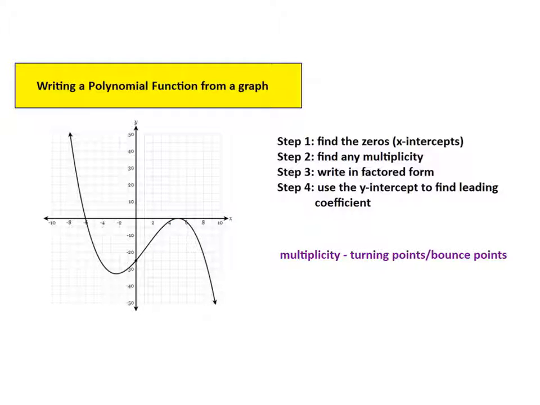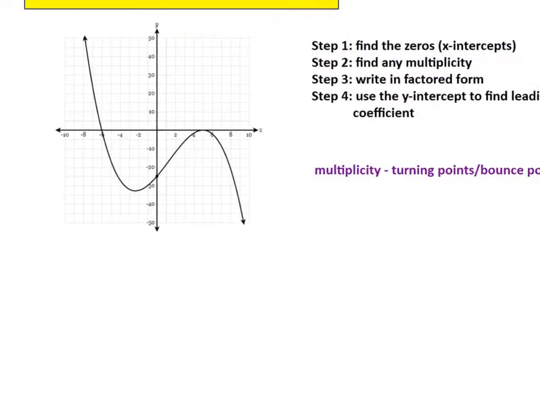We're going to use those zeros then to write in factored form. And then we're going to use the y-intercept, or we could actually use any point on the curve, but the y-intercept's easy to use and easy to find the leading coefficient. So let's take a look at how that happens. So I'm going to zoom in here.